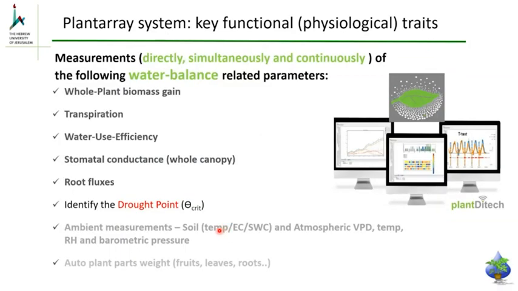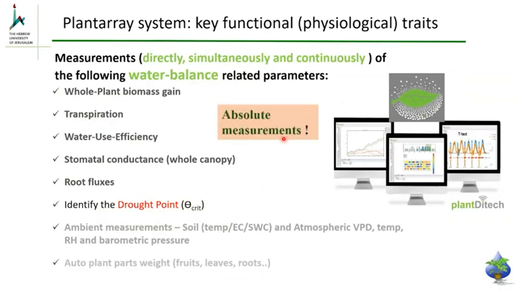The measurements we take with the system are whole plant biomass gain, so we can measure the continuous growth of a plant. We take transpiration, water use efficiency, stomatal conductance of the whole canopy, and root fluxes, and we can also identify the physiological drought point, which tells us exactly at what point the plant comes under stress.